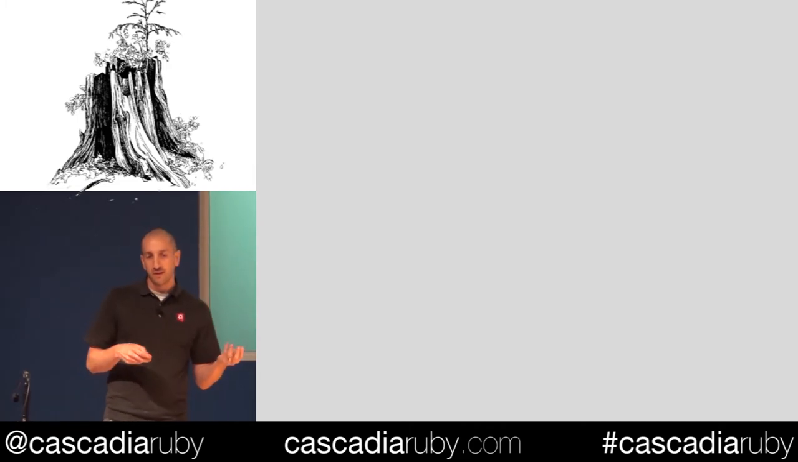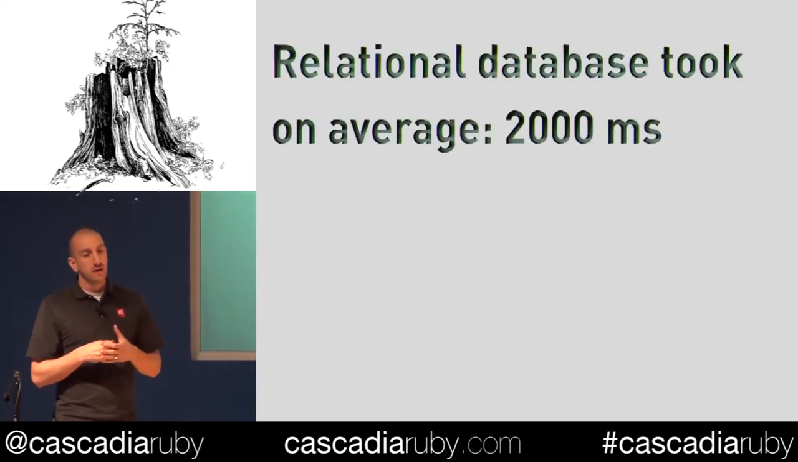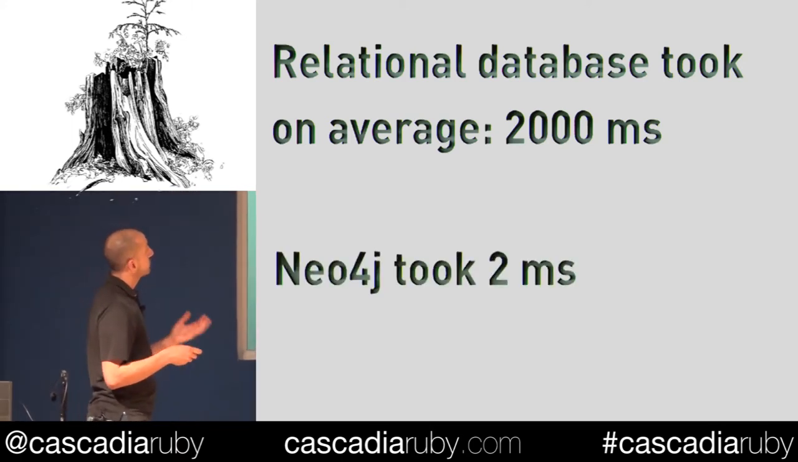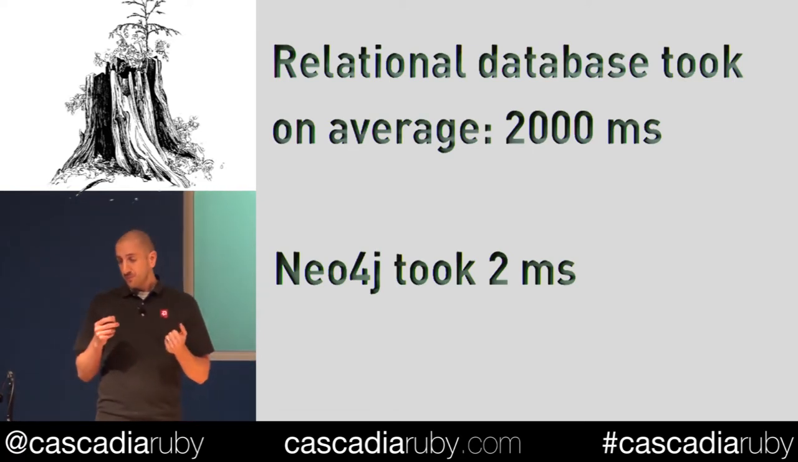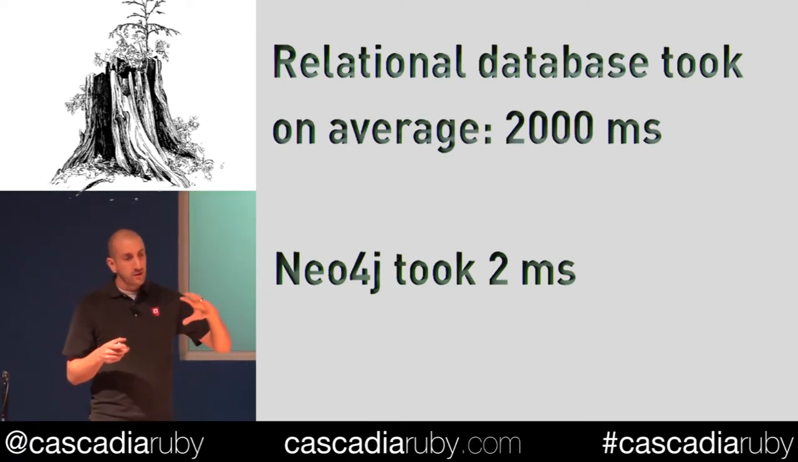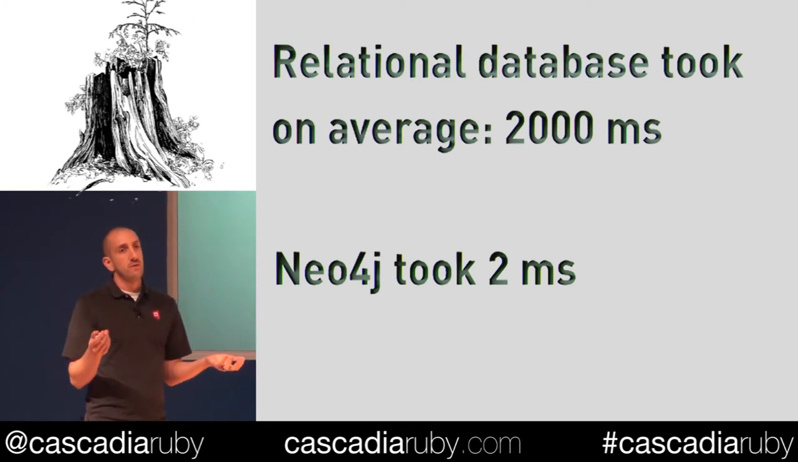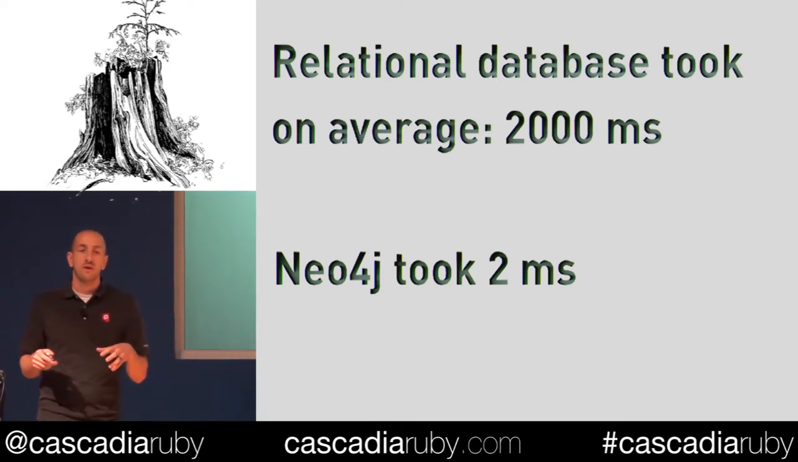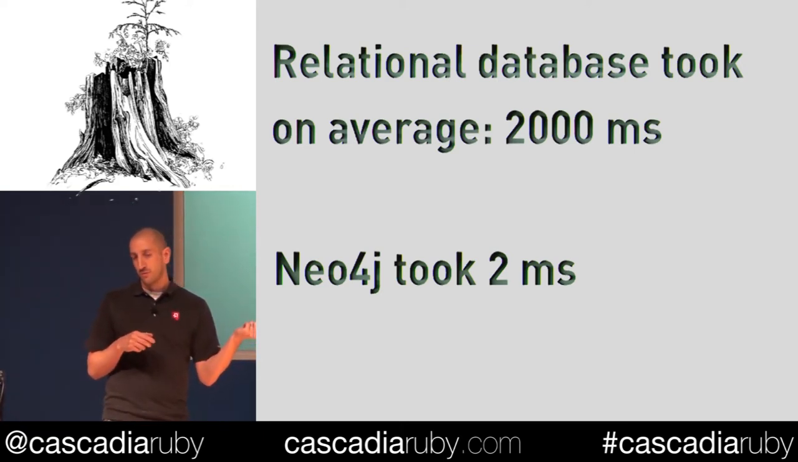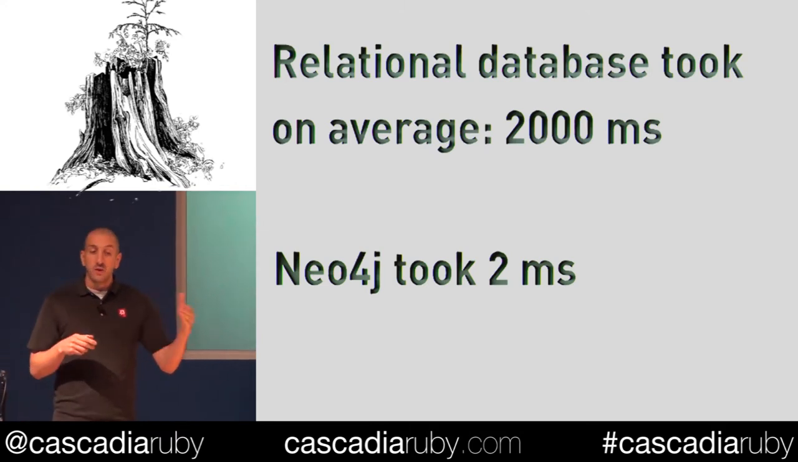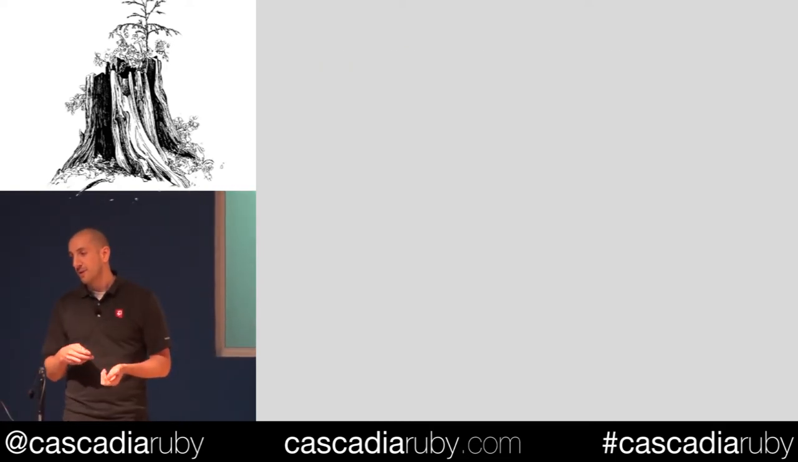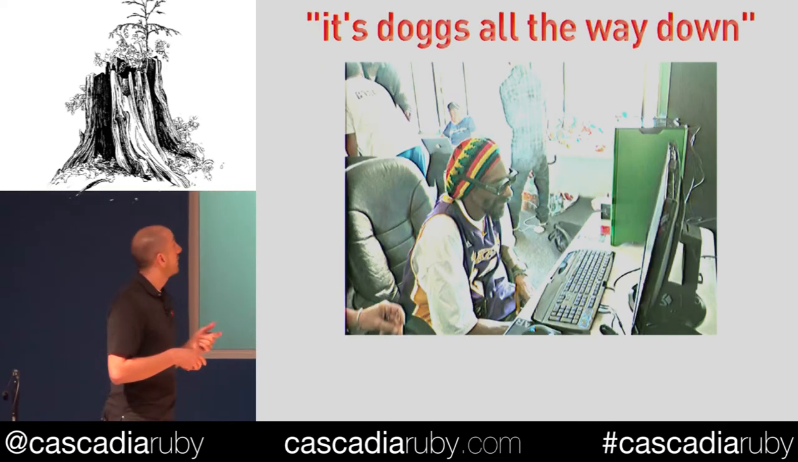What were the benchmarks that these guys were getting? For a relational database, that query took on average 2 seconds, 2,000 milliseconds. And on Neo4j, it took 2 milliseconds, which is pretty awesome. And when they increased the sample size to millions of records, the MySQL database didn't even finish, right? I'm not saying that the SQL I showed you is what they used, because they were using MySQL and the sample I used was Postgres. But the point is, in Neo4j, with millions of records, it's still 2 milliseconds, which is pretty cool. And if you ask me, it's dogs all the way down, baby.